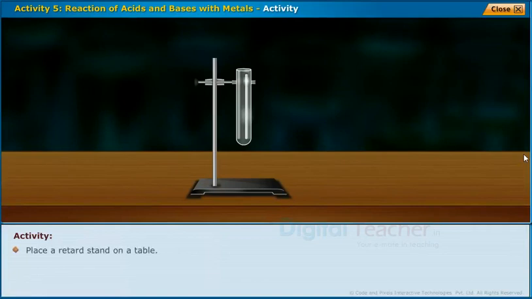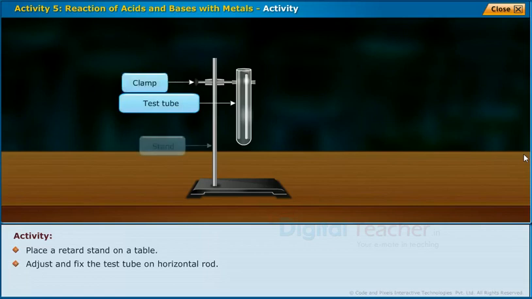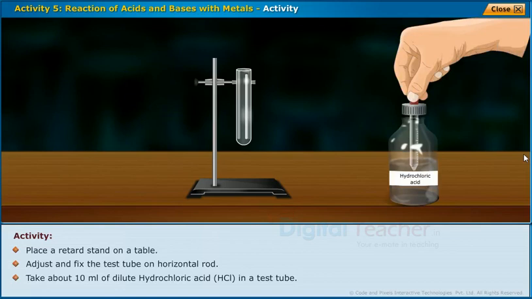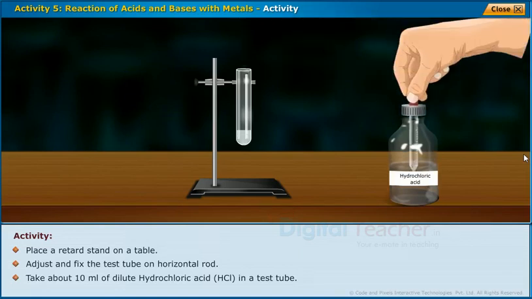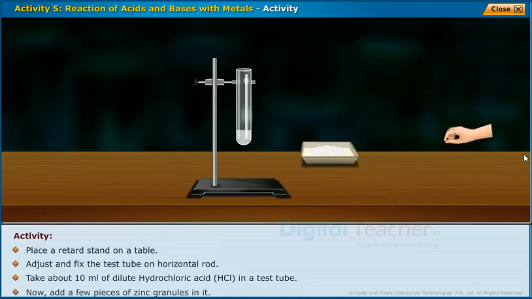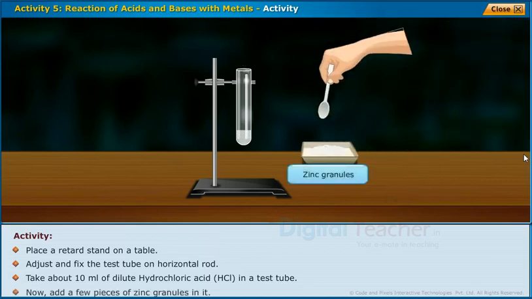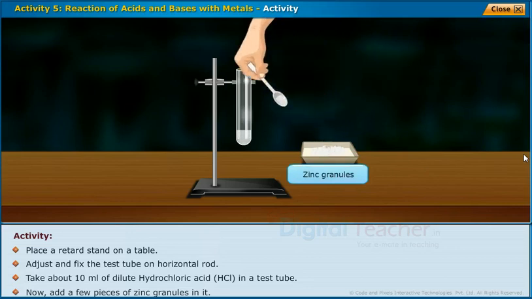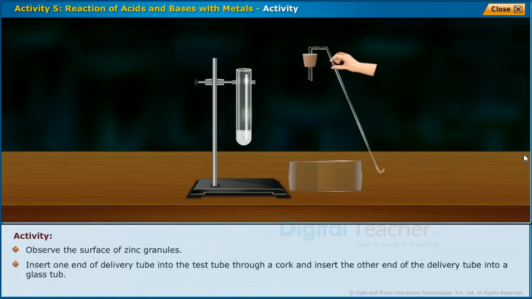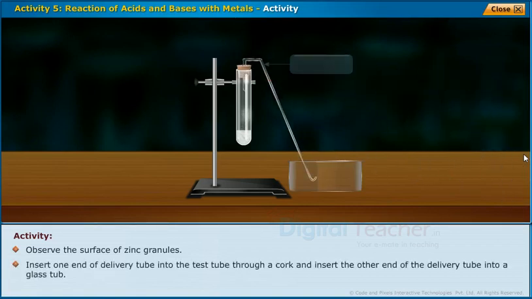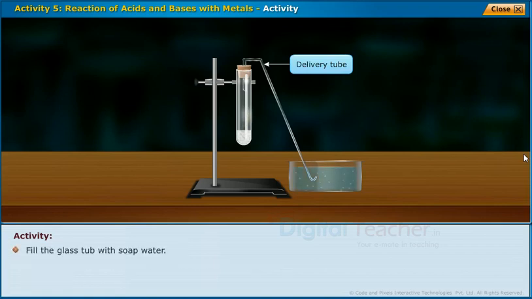Place a retort stand on a table. Adjust and fix the test tube on the horizontal rod. Take about 10 ml of dilute hydrochloric acid, HCl, in a test tube. Now, add a few pieces of zinc granules in it. Observe the surface of zinc granules. Insert one end of the delivery tube into the test tube through a cork and insert the other end of the delivery tube into a glass tub. Fill the glass tub with soap water.